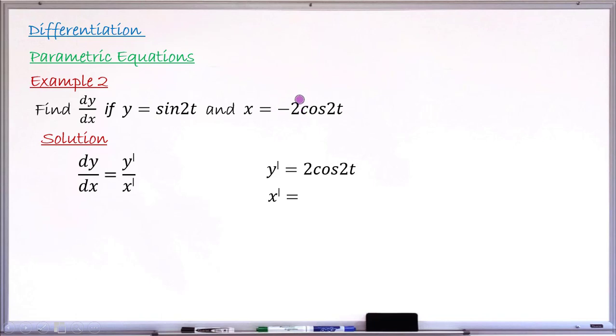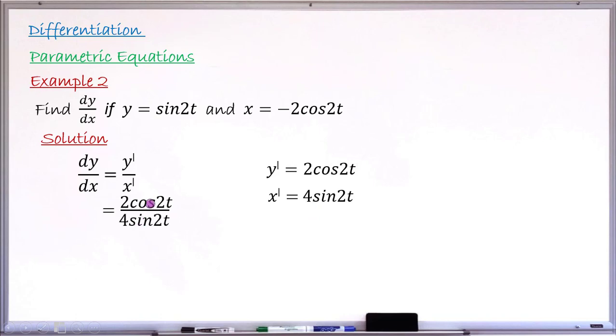So this minus 2 outside will now multiply that minus 2 from the derivative. So it changes to positive 4. So I'm going to have 4 sine 2t. This will now be the x prime. So I have my y prime, I have my x prime. So I'll go back to my formula and substitute them correctly. Then I'm going to have as y prime 2 cos 2t, and as my x prime, I'm going to have 4 sine 2t.